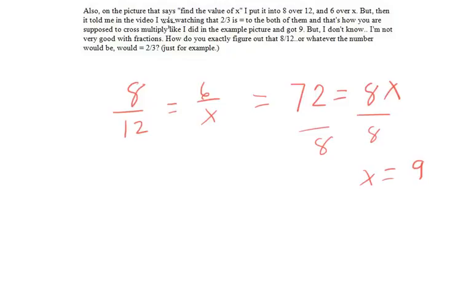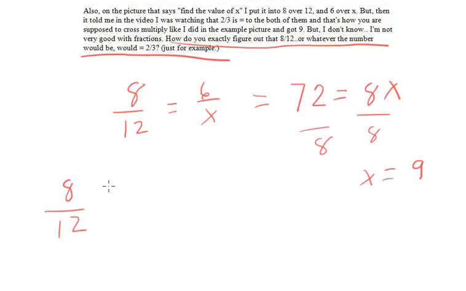When you're watching, I was watching that 2/3 is equal to both of them, and that's how they're supposed to cross multiply. Let's see. Like I did an example picture, and I got 9, but I don't know. Very good fractions. So let's just jump to this. How do you exactly figure out 8/12 or whatever number would be 2/3, for example?